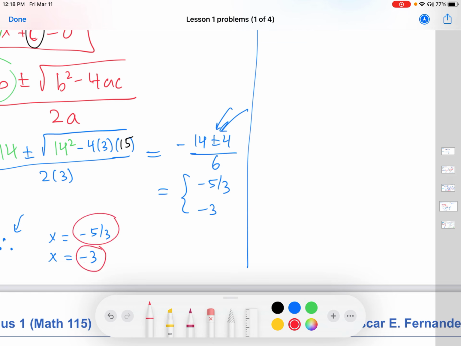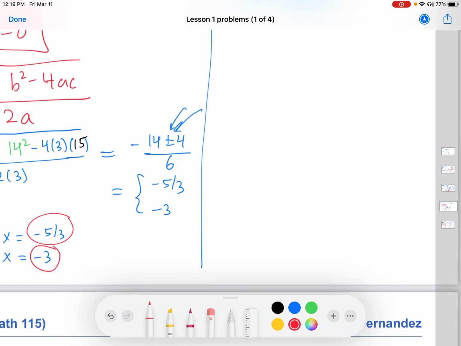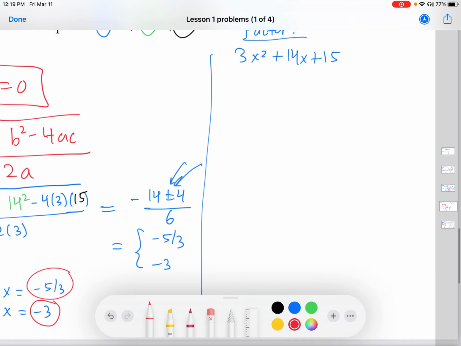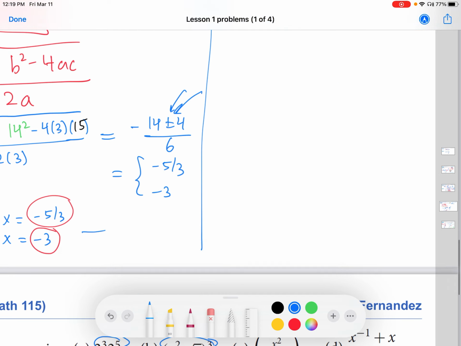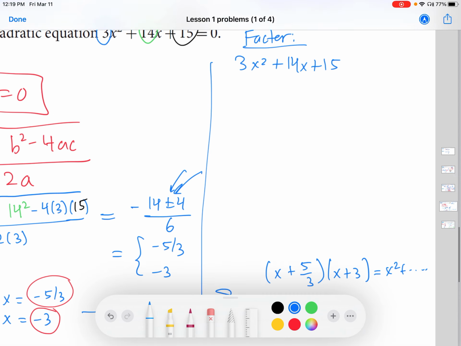Because the roots of this are not necessarily integers, right? That doesn't automatically tell you can't find a neat factorization, but it's a hint that things might not go very well in terms of factoring as you normally would. So here's how you could factor it. If I look at these two roots, I can move them over: x plus 5/3, x plus 3. And if I were to multiply this out, I would have x squared plus a bunch of other stuff. That is not going to give me this expression because there's a 3 in front of x squared.